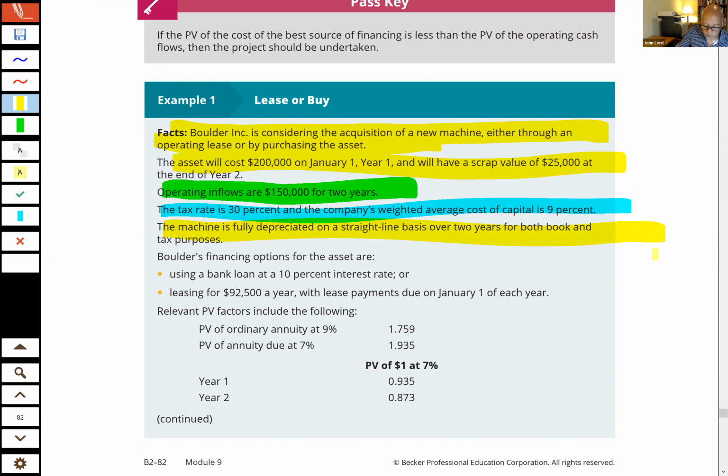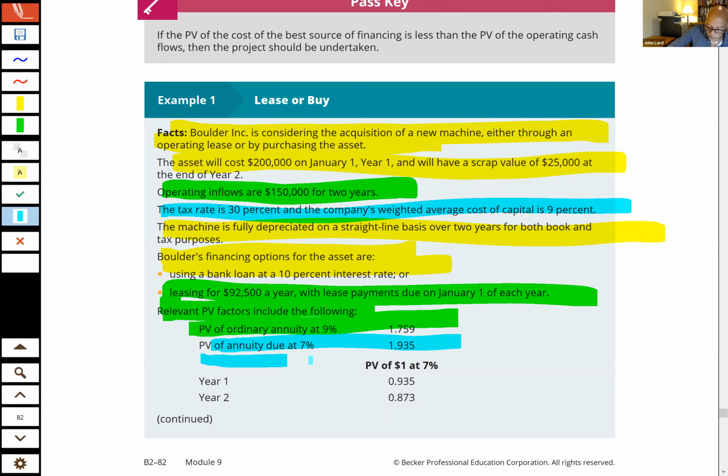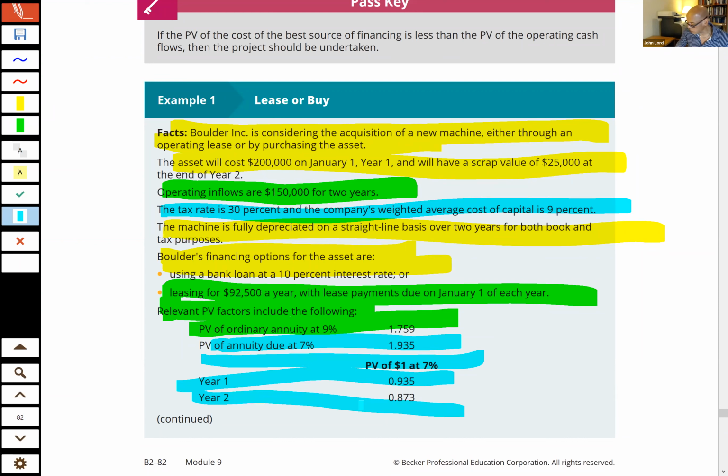And Boulder's financing options are a bank loan at a 10% interest rate, or leasing the equipment for $92,500 a year with lease payments due each year. And they give us the relevant factors: present value of an annuity at 9%, present value of an annuity at 7%, and present value of $1 at 7%. Now, when you first look at this question, you say to yourself, why am I considering 7%? Well, let's clear that up right away.